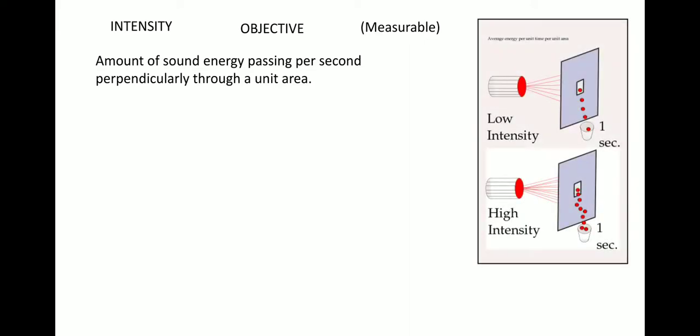So it's better we take it as a measurement, because if the measurement says it's some value like 10, then it's 10 for everyone. It's not 9 for you, 8 for me and 5 for some other fellow. Okay, objective measurable means it remains the same for everyone. So what is intensity? The amount of sound energy passing per second perpendicularly through a unit area is considered as intensity. So let's see how it looks.